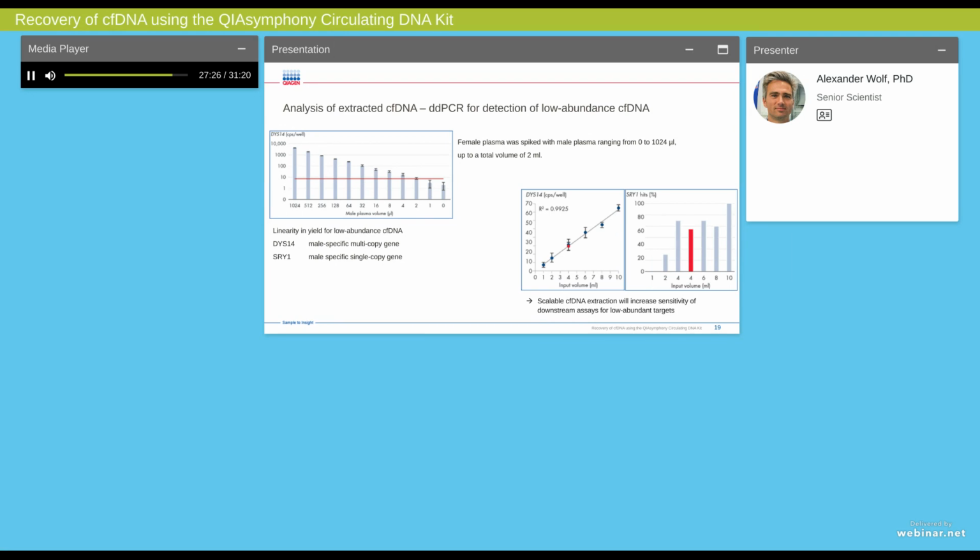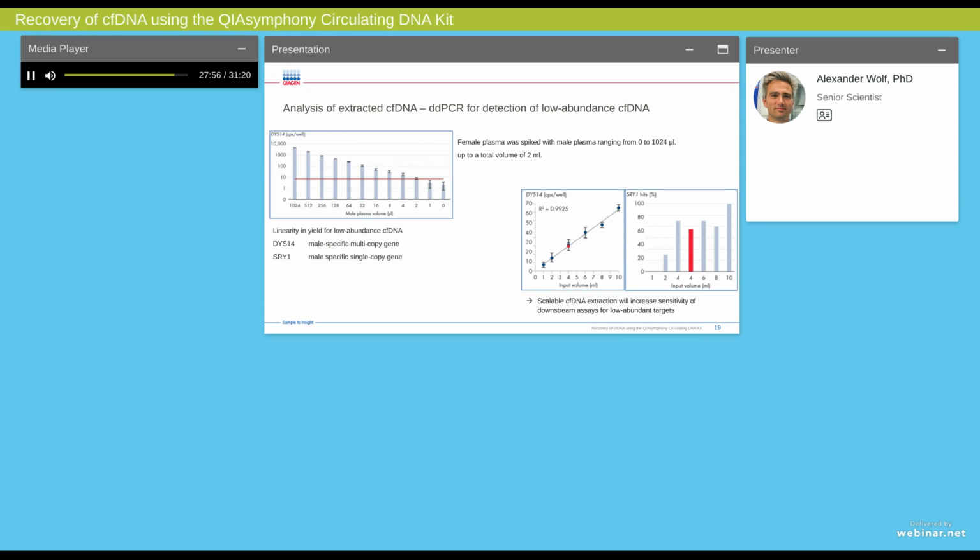Using droplet digital PCR as readout, we first calculated a limit of detection because we had to consider a background noise of non-spiked female plasma here. Here we calculated a limit of detection, indicated by the red line, of 2 microliters male plasma diluted in 2 ml female plasma, shown on the x-axis, which corresponds to 7 copies DIS14 per PCR well on the y-axis.